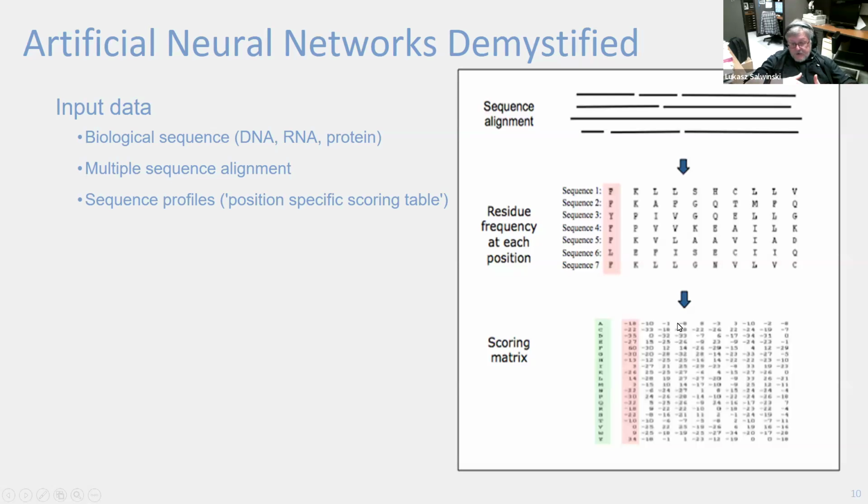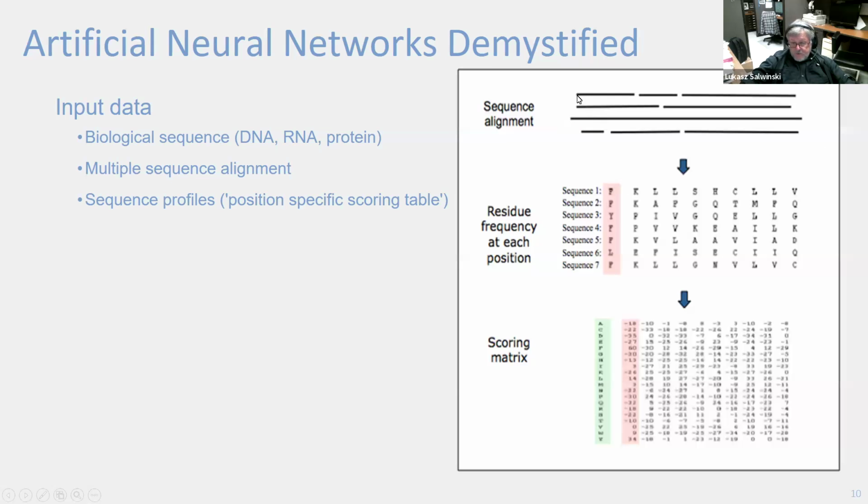And depending on the application, depending on the particular problem, one might start either from the sequence alone or provide information on input as a full version of the sequence alignment or just the profile. In the case of AlphaFold, it's actually all of the above.